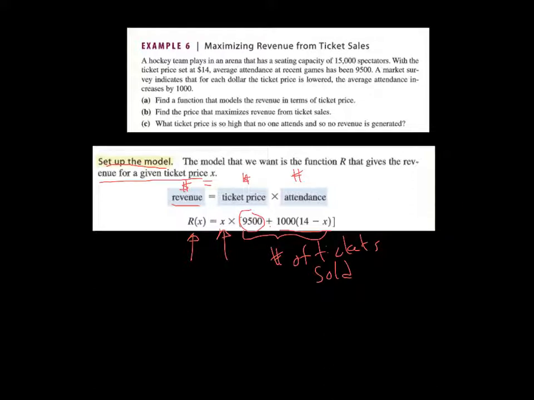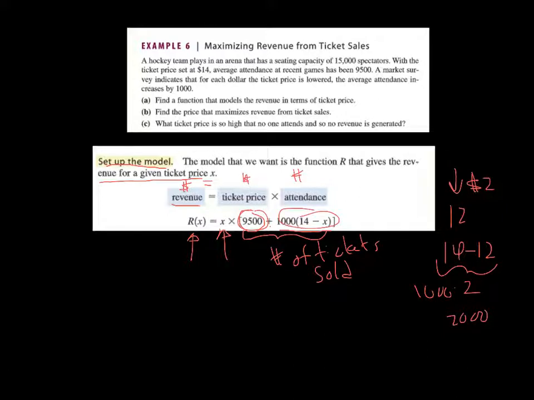So if we only went down by $2, right? And really I should write that differently. So if we went down $2, that's really a $12 ticket. So 14 minus 12 would equal a $2 decrease, times the 1,000 would be 2,000 extra tickets. So the 9,500 plus the 2,000. Okay, so hopefully that helps drill why we have this piece right here.